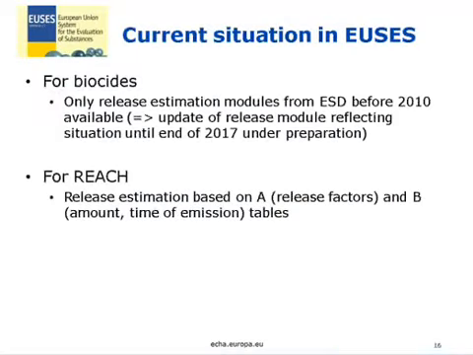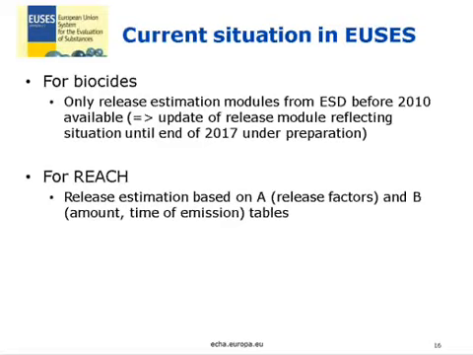So what is the current situation in EUSES? For the biocide, we have only the release estimation module from ESD before 2010 available. Be aware that there is an ongoing update of a release module reflecting the situation at the end of 2017 under preparation. This is the quick fix that Heike and others have already mentioned during the day. And for REACH, we still have the release estimation based on the AB tables.